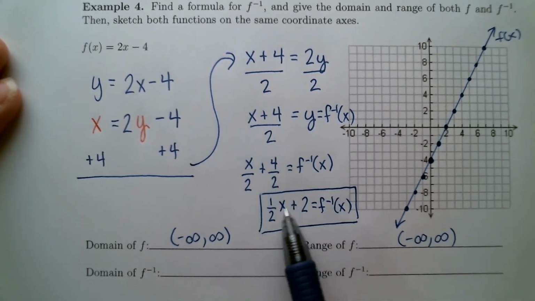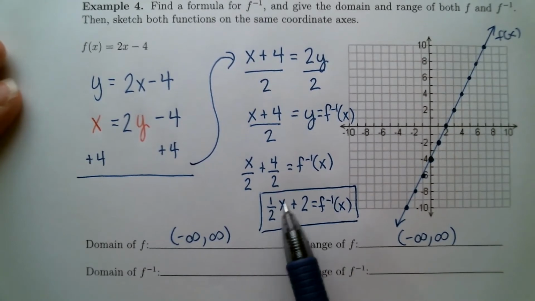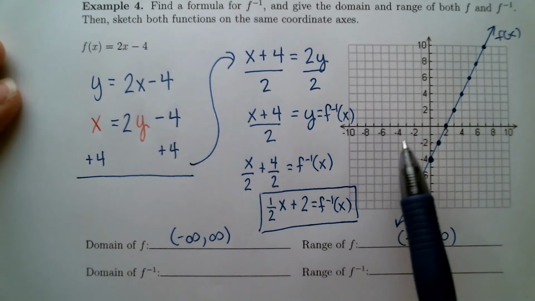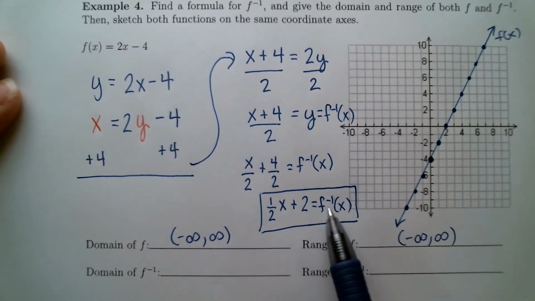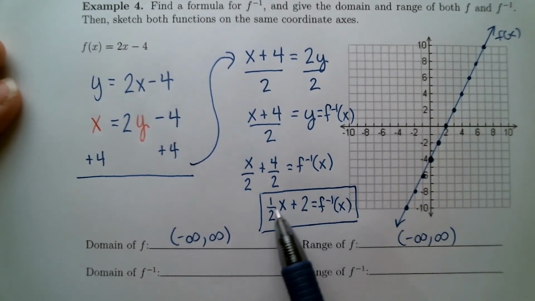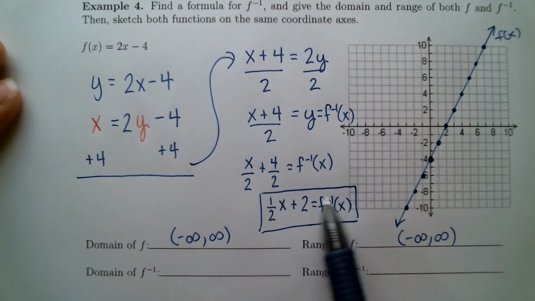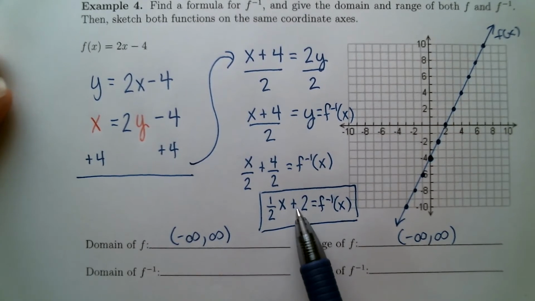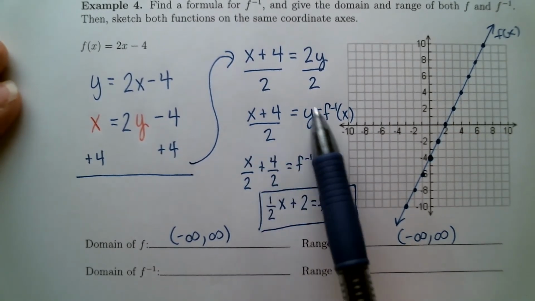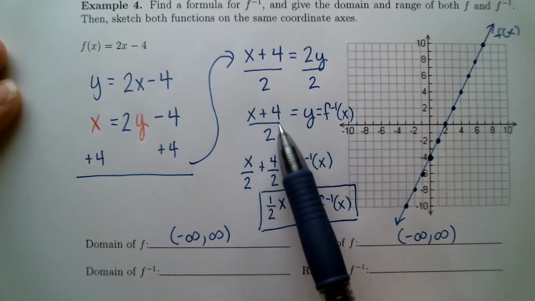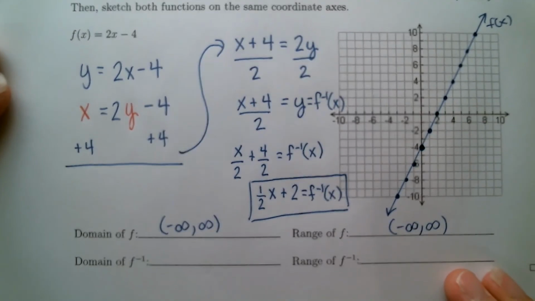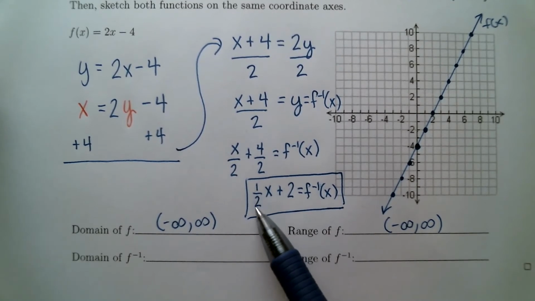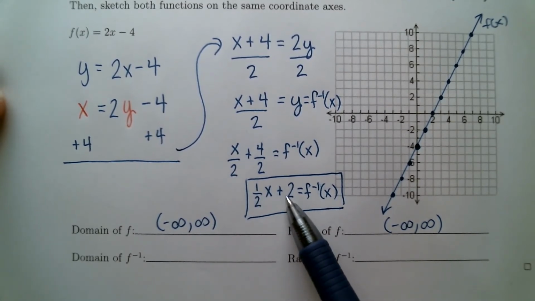I just went a step further and broke down the fraction because now this is going to help me. This makes more sense in terms of graphing it, because now you can recognize this as mx plus b. This is also a line. Okay, the line has slope 1/2 and a y-intercept of positive 2. You may not have seen that from this. Okay, that's why we went a step further. Okay, so here's my inverse function. Like I said, a line with slope 1/2 and y-intercept positive 2.